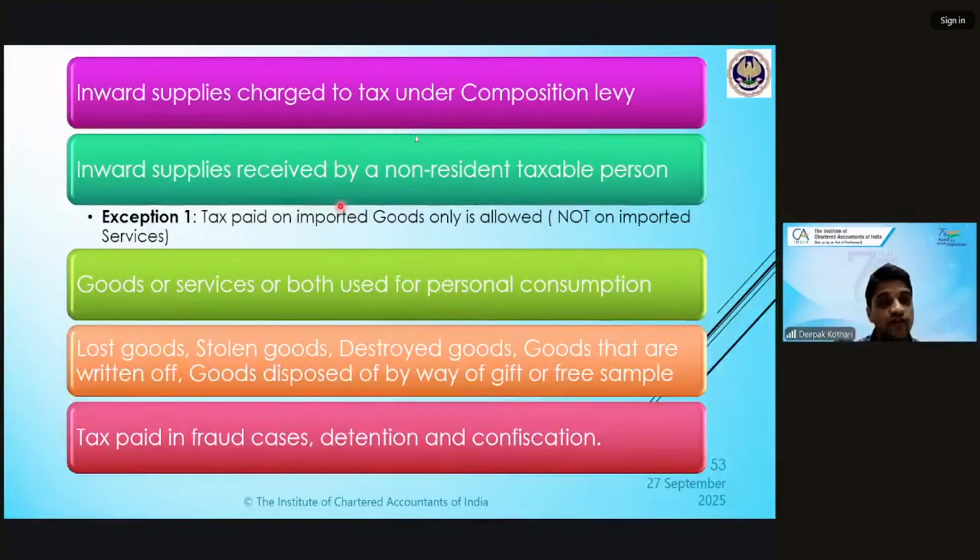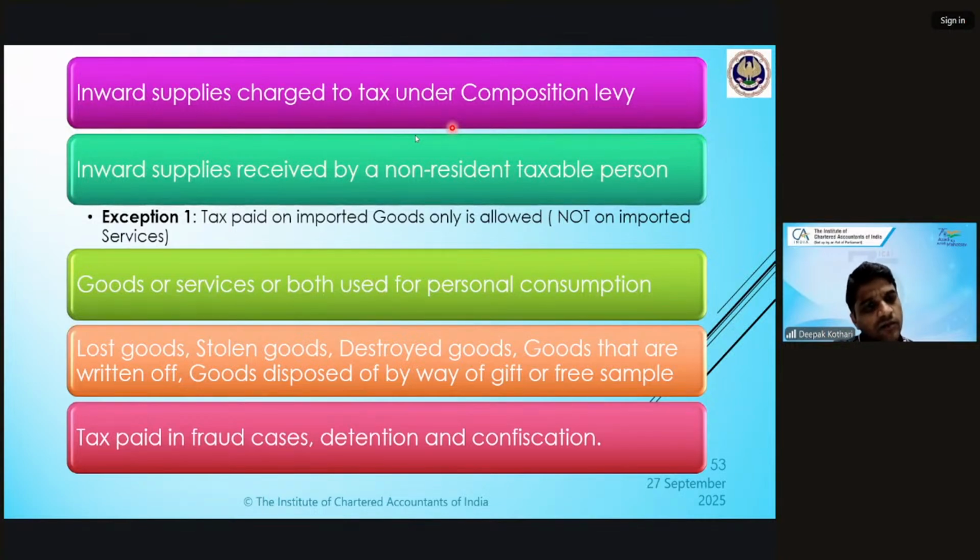Somebody was asking on silos, whatever is used, can they claim the credit? What are these silos? I've not understood. Big silos used for cooling the plant would come under the definition of plant. Yes, that will come under the definition of plant and machinery.